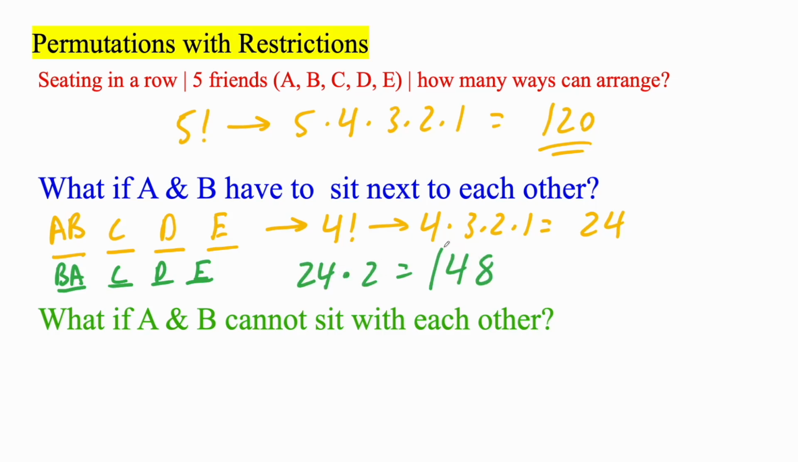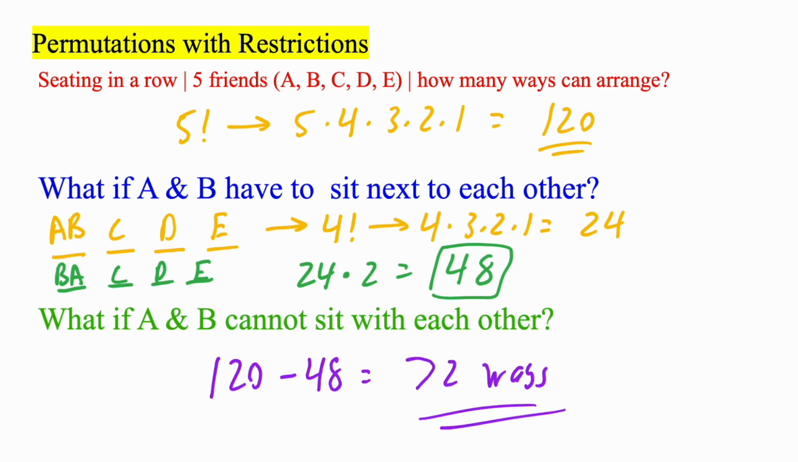So 48 possible ways. The last one is, what if A and B cannot sit next to each other? So we do 120 minus 48, and we're going to get 72 ways. And that's pretty much it for this video.